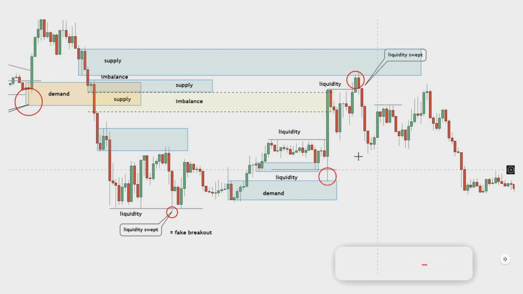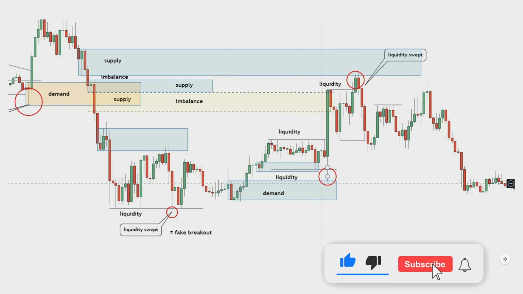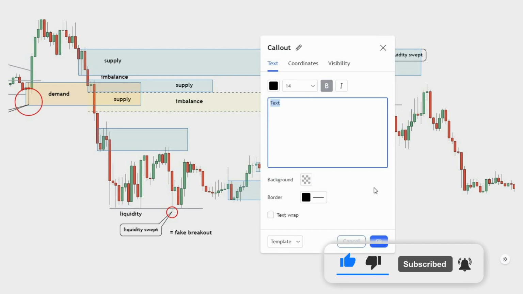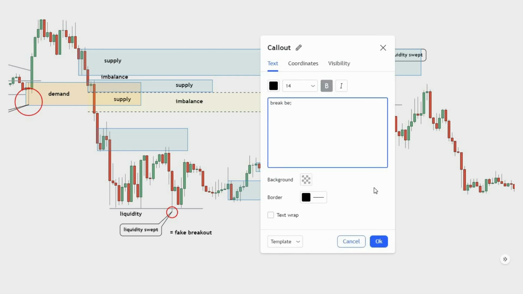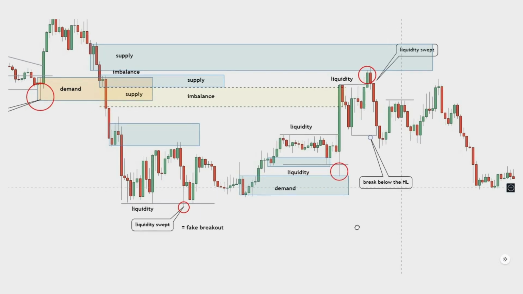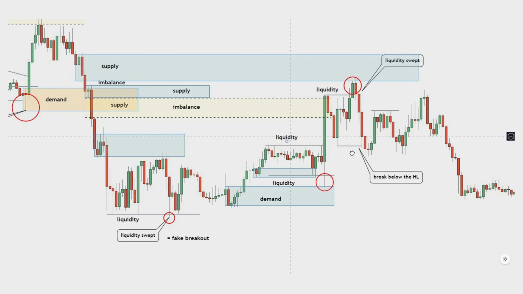We can enter at this moment or wait for change of structure confirmation. As we can see here, price broke the last higher low. That is the first sign of trend change. This is also a liquidity level, and we can categorize this event as liquidity swept too.